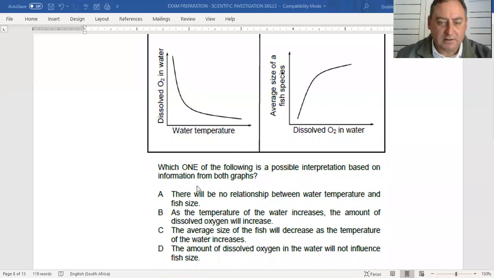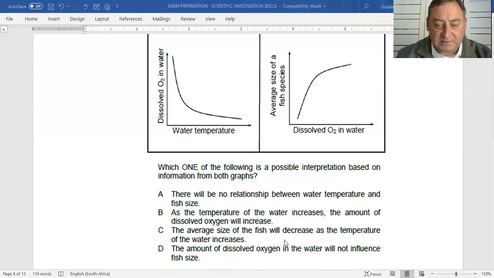This is a straight line. So there is a relationship. As the temperature of the water increases, the amount of dissolved oxygen also gets more. That's not what we saw here. We saw, so B is not true. As the water temperature gets hotter, the oxygen gets less. Here they say, as the temperature increases, the dissolved oxygen also increases. No, it's not true. Let's go to C.